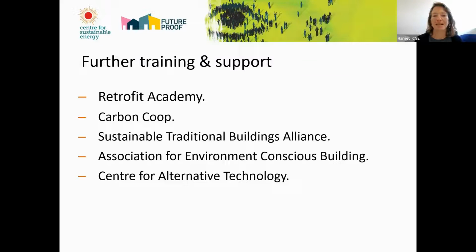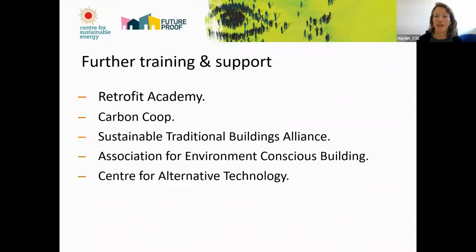So those are just some ideas of some of the engagement activities that you could do in your community to start to engage residents. You might also be interested in getting further training. So maybe you want to, for example, become a retrofit advisor or an assessor or even a designer. So there are lots of organizations that are already offering really great training programs. So these are just some of the ones that we recommend looking at.